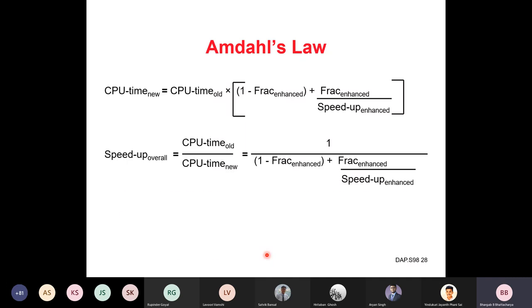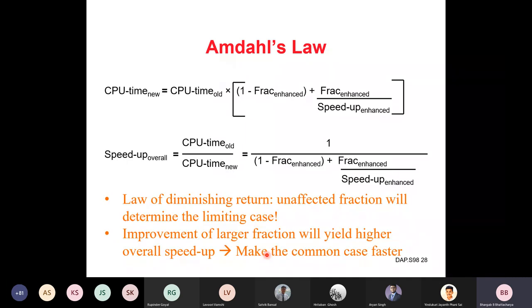Very simple arithmetic. Apparently it looks sometimes difficult, but it is very simple arithmetic. So as you can see, this is the law of diminishing returns. It has very far-reaching consequences. The unaffected fraction will determine the limiting case. Improvement of a large fraction would yield higher speed up. It means that when you try to improve the machine, make the common case faster. That means if a component is used multiple times, then any improvement for that component would impact the speed up significantly.